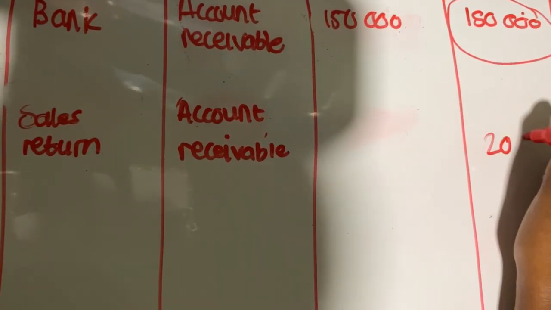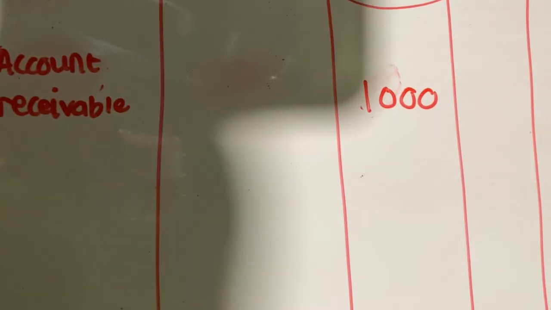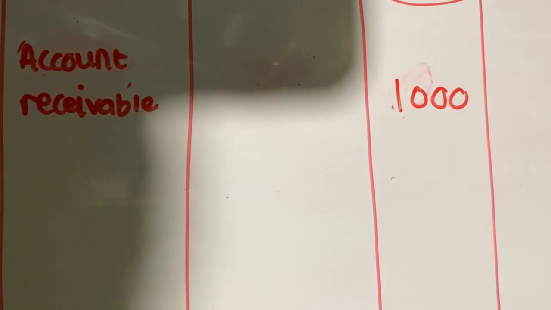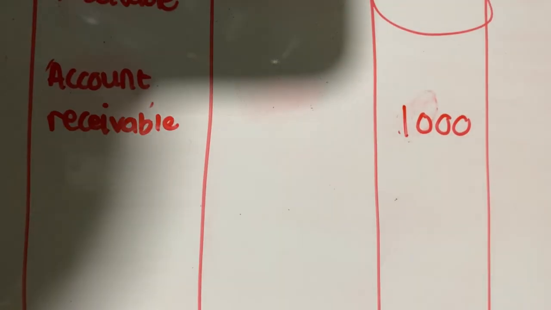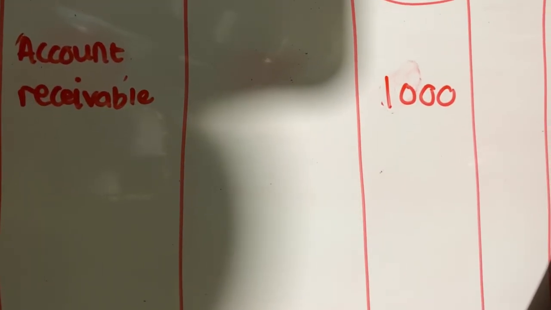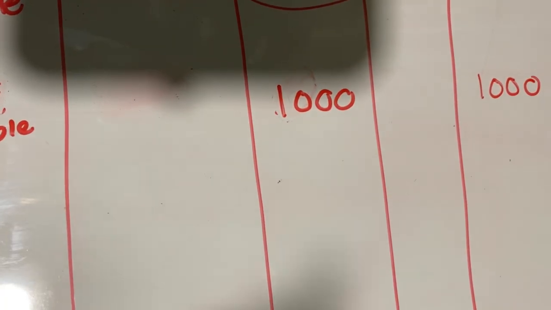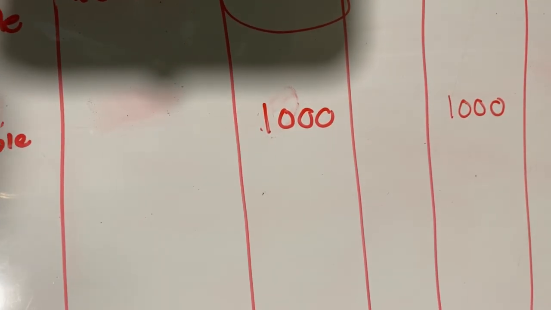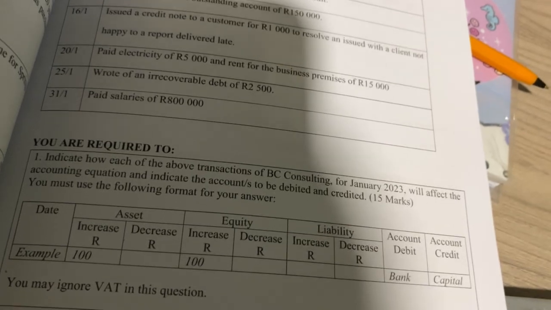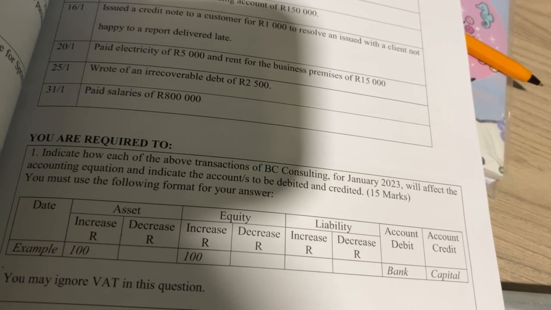Our assets are gonna decrease by 1,000 rand because now account receivables is decreasing. And then another thing is that equity is also going to decrease by 1,000 rand because now we're not going to get the money. And had the customer paid the debt, like if they were happy, then our owner's equity was going to increase.